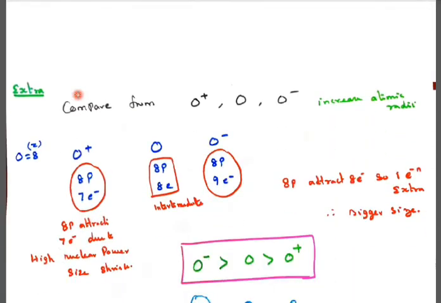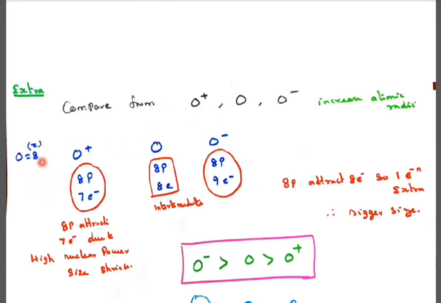Extra point I have given to you. Comparing O+, O and O-, in increasing atomic radius. So when you compare these three, O+, O and O-: in O-, we have added an electron. In oxygen, we have not added any electron, not removed any electron, but in O+, we have removed an electron.